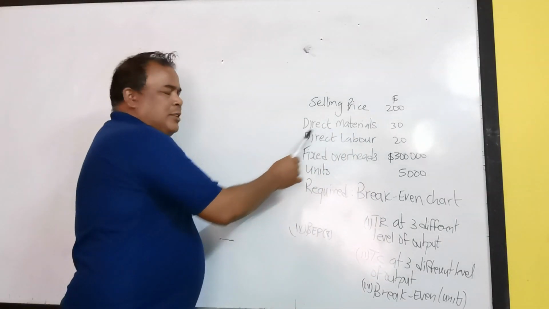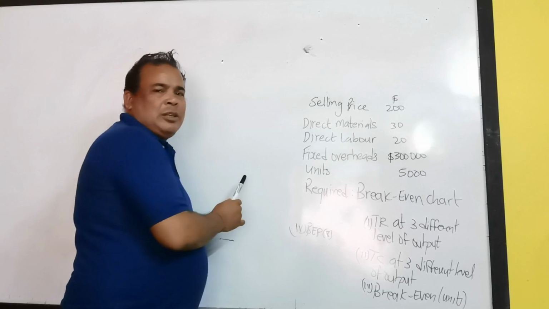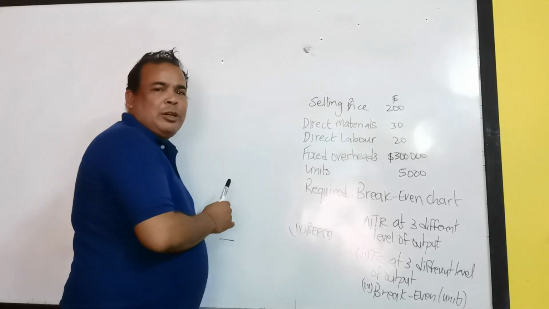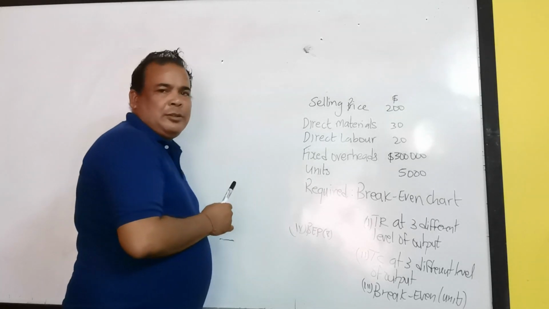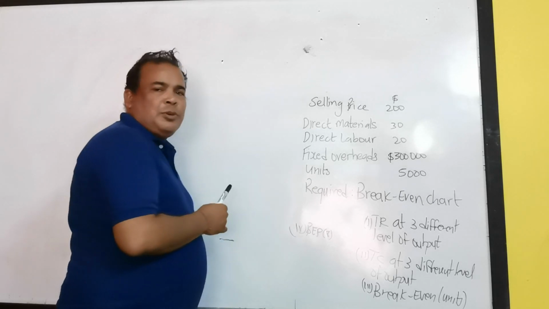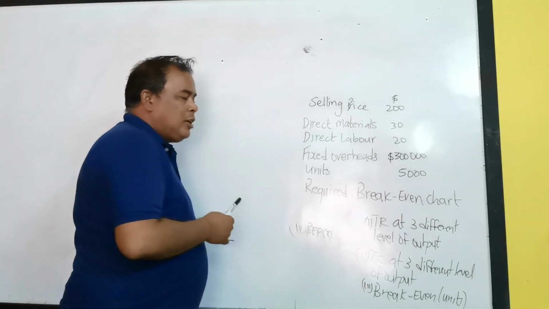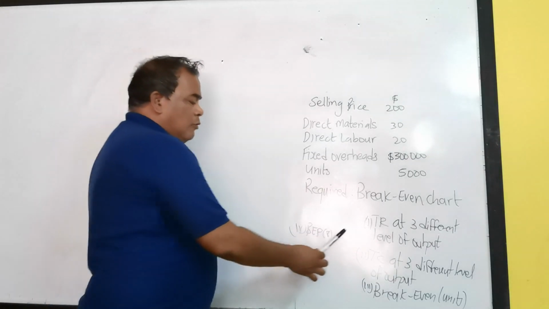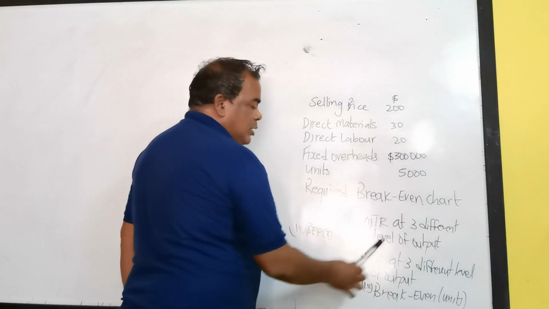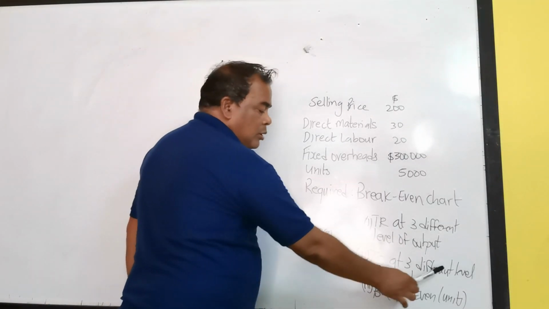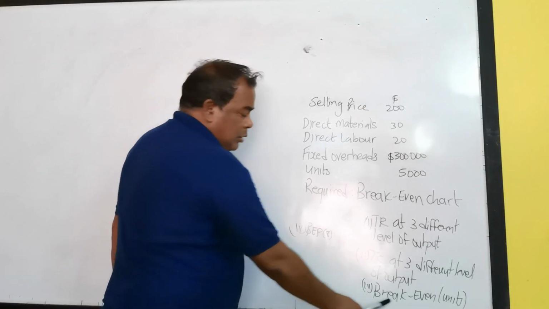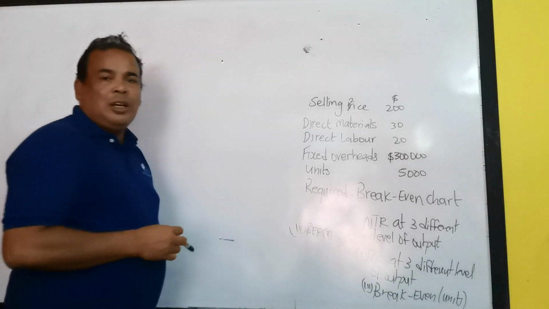We have selling price 200, direct materials 30, direct labor 20, fixed overhead $300,000, units produced 5,000, and we are required to draw the break-even chart. So first we have to calculate total revenue at 3 different levels of output, total cost at 3 different levels of output, break-even units, and break-even revenue.